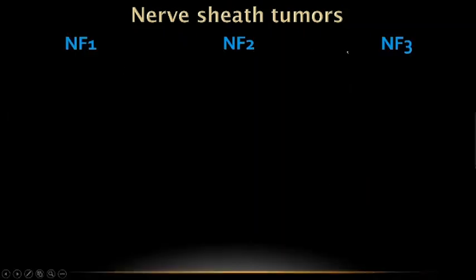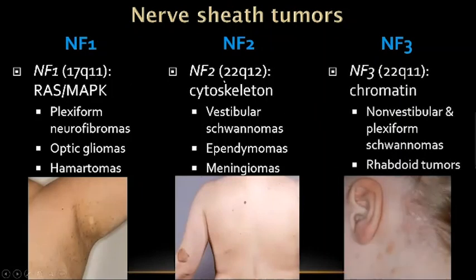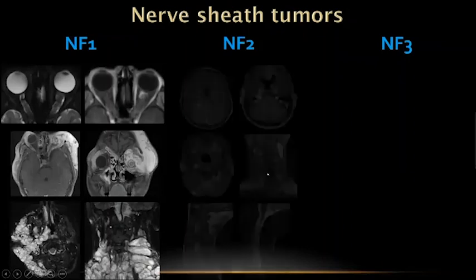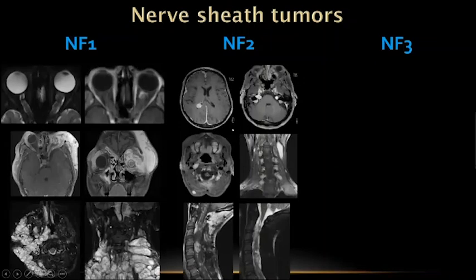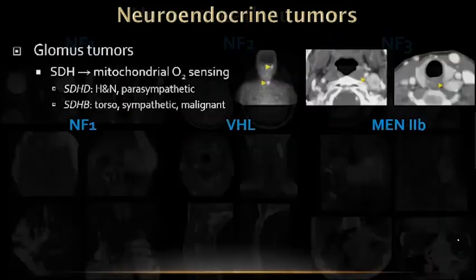We have NF1, NF2, and NF3, so 3 types of neurofibromatosis, which are all linked to different genetic loci, and they have slightly different types of tumors and skin findings and eye findings. So with NF1, we have optic pathway gliomas, plexiform neurofibromas of the head, neck, and spine. In NF2, we have multiple meningiomas, nerve sheath tumors, cranial nerve and spinal nerve tumors, and ependymomas. And in NF3, we have schwannomas, sometimes plexiform schwannomas, and rhabdoid tumors.